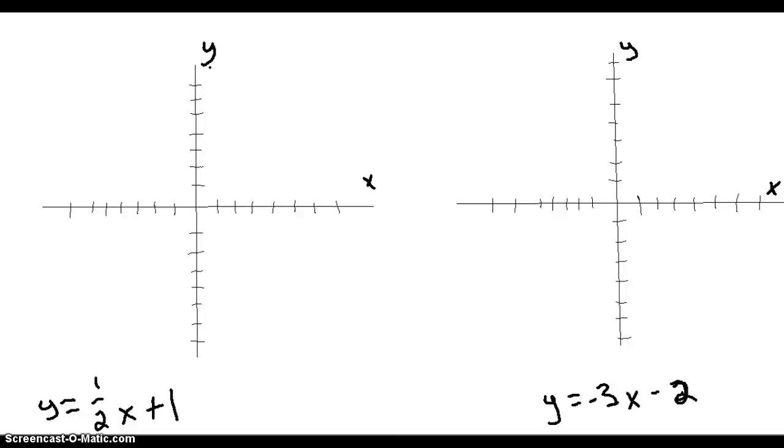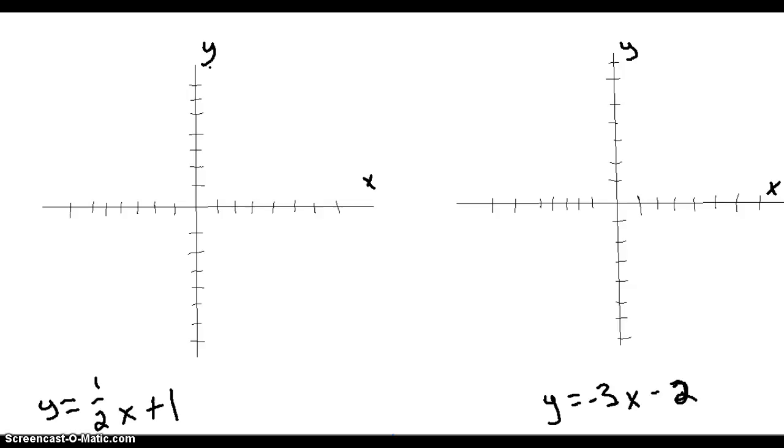Okay, so I want to show you how to graph two lines both in slope-intercept form, and I want to do that taking advantage of the fact that it is in slope-intercept form, so we can use both the slope and the y-intercept to try to graph our line instead of just trying to plug in points. Okay, so let's start with this first one.